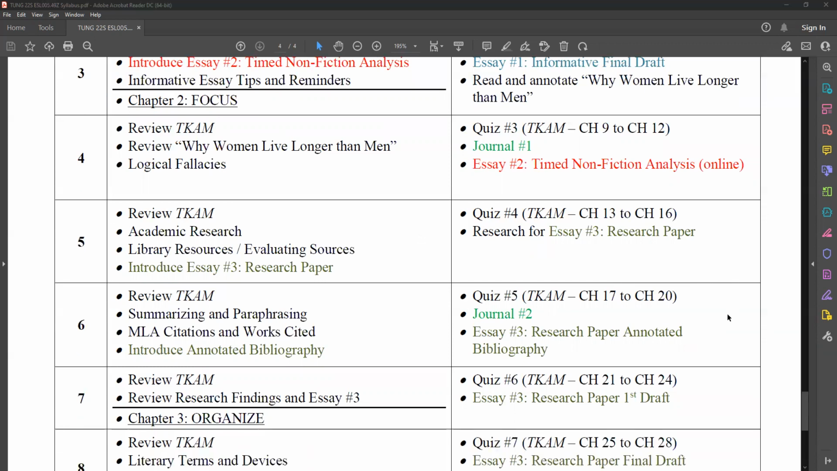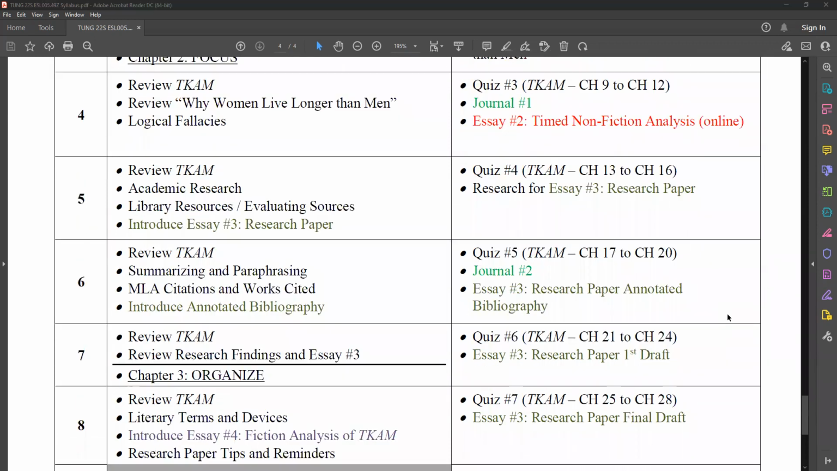Okay, so week 4, we'll review To Kill a Mockingbird. We'll review that article that you read, and then we'll talk about logical fallacies. And then week 4, we also have our timed nonfiction analysis online, right, that online essay. I'll give you more information about that on Monday again. Okay. But yes, you also have your first journal assignment due at the end of week 4.